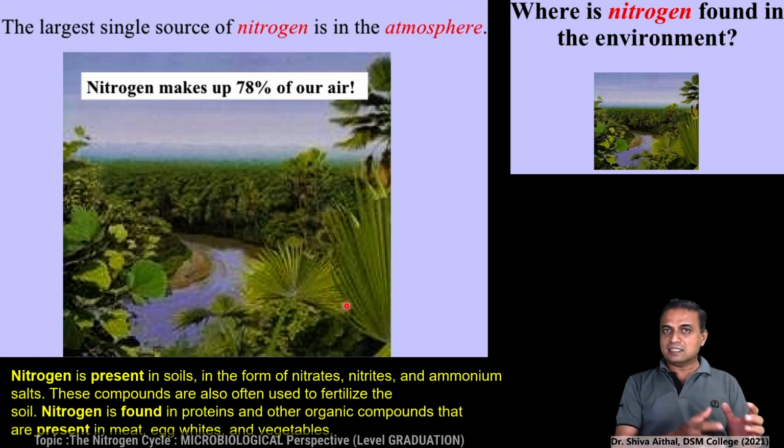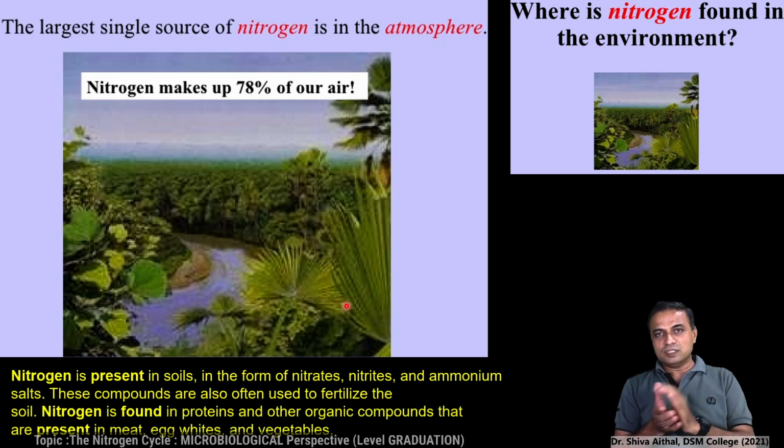When nitrogen is taken up by the plant, it gets transformed into much more complex macromolecules like proteins, and these proteins become a part of the living system. So nitrogen is found in proteins and other organic compounds that are present in meat, egg white, vegetables, etc. So it goes on to become a part of the biomass.